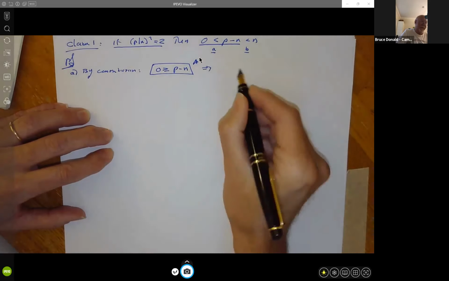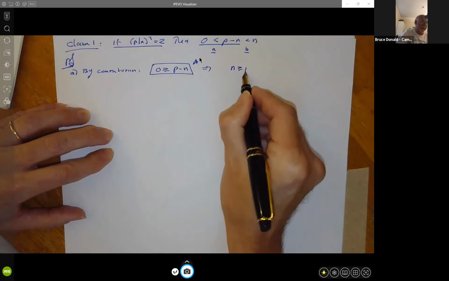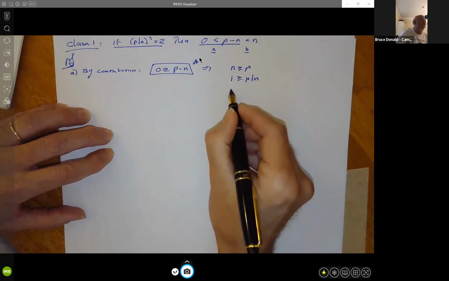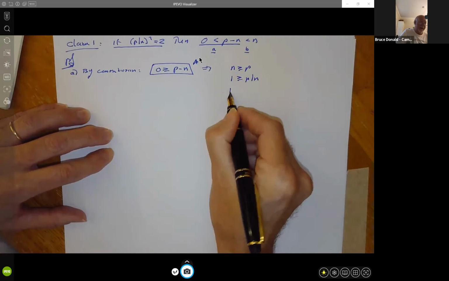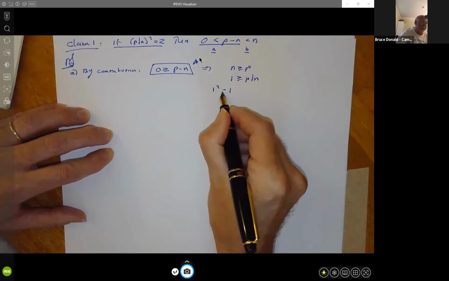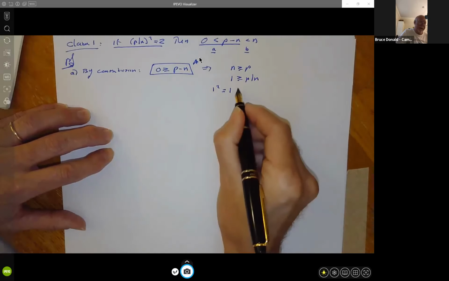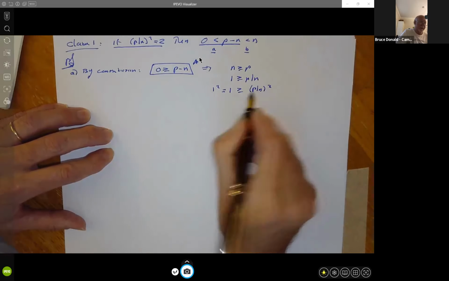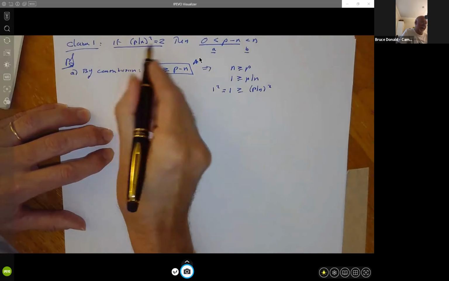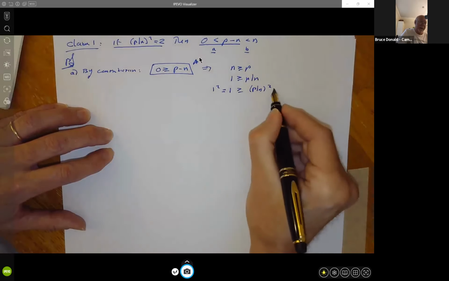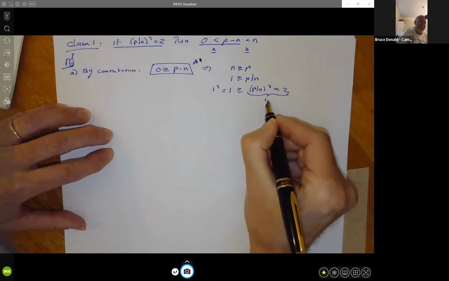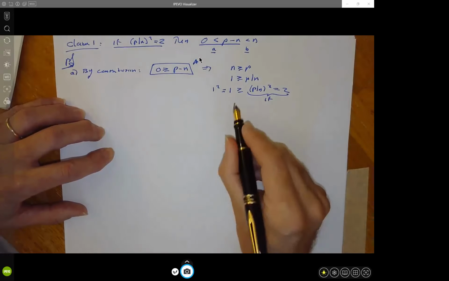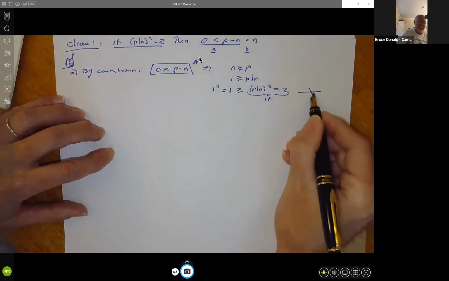Well, if that's true, then just by simple algebra, we have n is greater than or equal to p, and then we have 1 is greater than or equal to p over n. Now we can square both sides. If we take this side here and square it, we get 1, because 1 squared is 1. And we have this statement that this is greater than or equal to p over n squared. Well, what's p over n squared? Well, we just assumed by assuming the antecedent that that's equal to 2. This just implies from the if part of the antecedent. So therefore, if we assume this absurd thing here, we can prove that 1 is greater than or equal to 2, which is a contradiction.